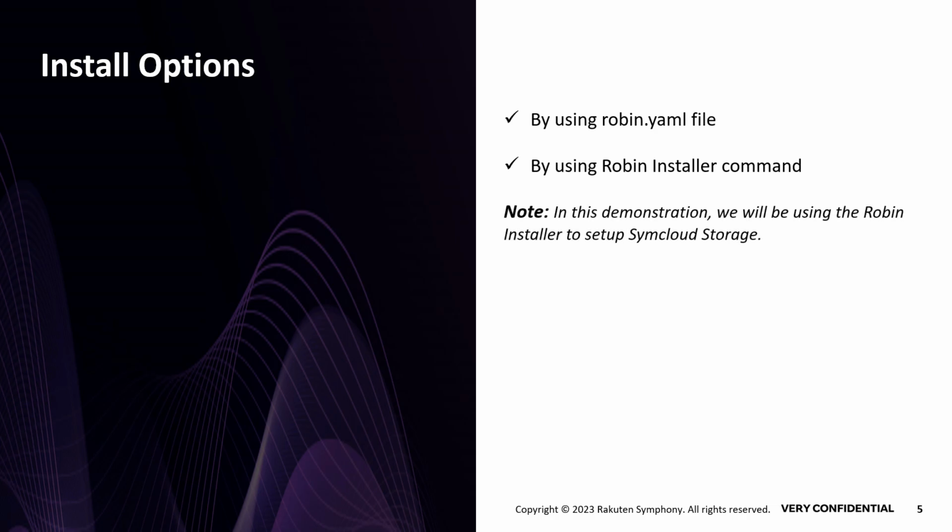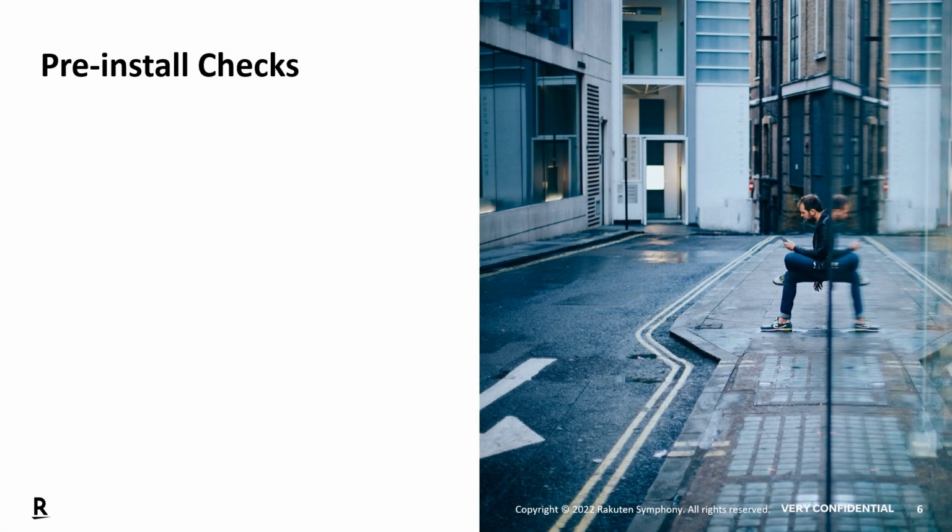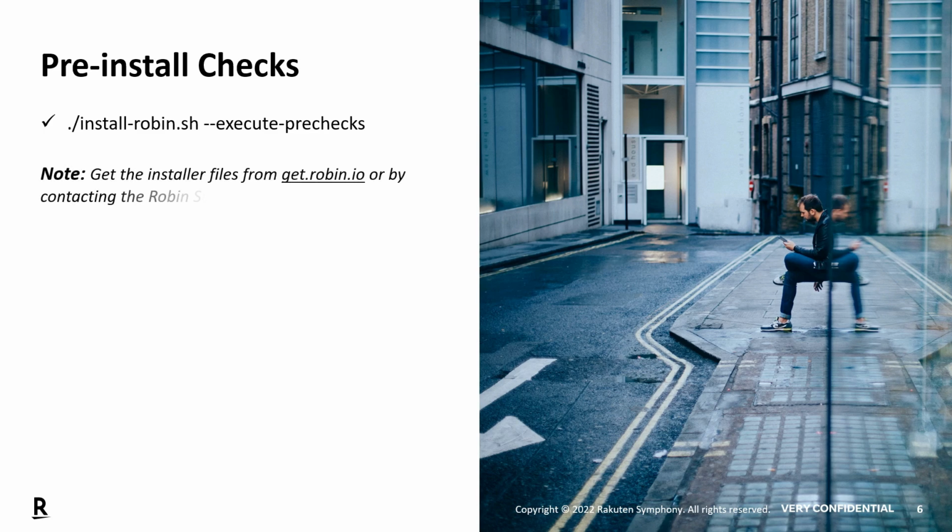After ensuring that all the prerequisites are met and the installation option is selected, the next step is to perform quick pre-installation checks. This is accomplished by executing install-robin.sh with the option --execute-prechecks. It's important to mention that you can obtain the installer files either from get.robin.io or by reaching out to the Robin support team.